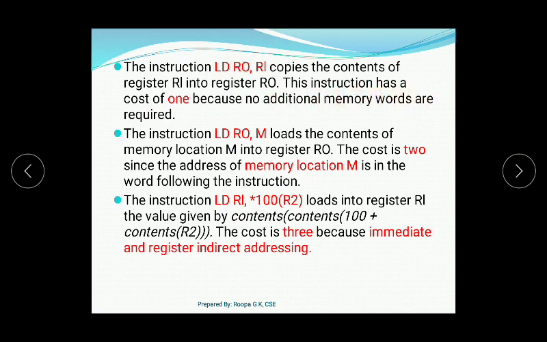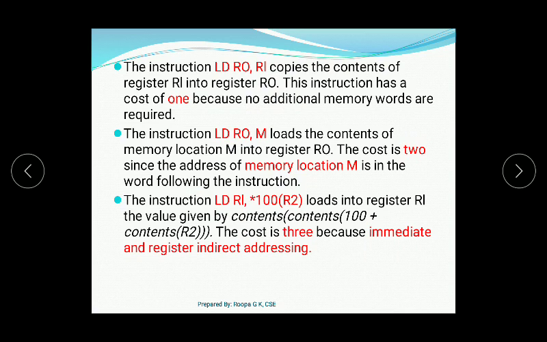Then the second instruction, load R0, M, where M is the memory location. It loads the contents of the memory location M into register R0. What is the cost? The cost for the instruction itself plus 1 for this memory operand. So the total cost is 2, because of the existence of the memory location. The first was just 1 because of only the instruction cost. The cost of this instruction is 2, because 1 is for the instruction and 1 is for the memory location.